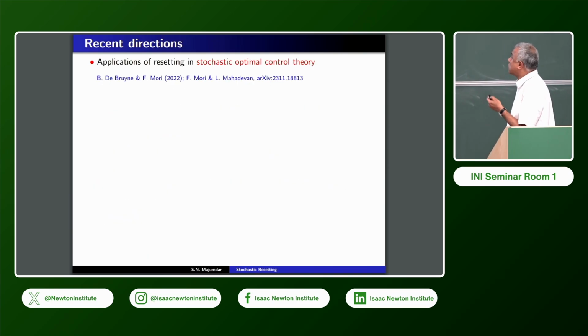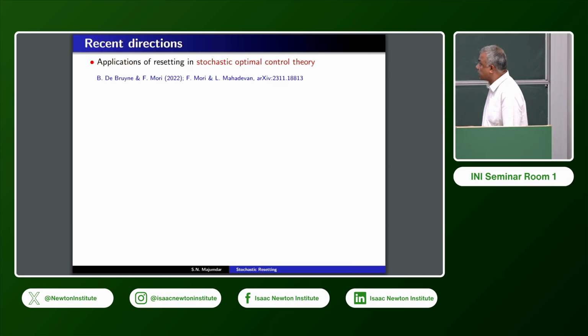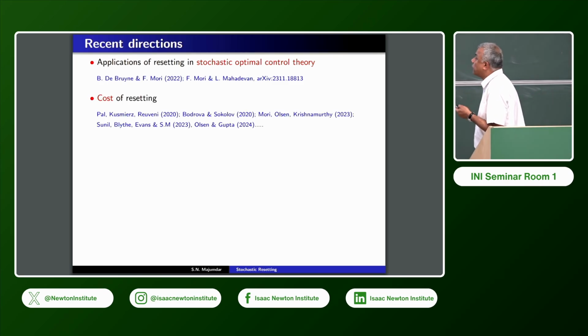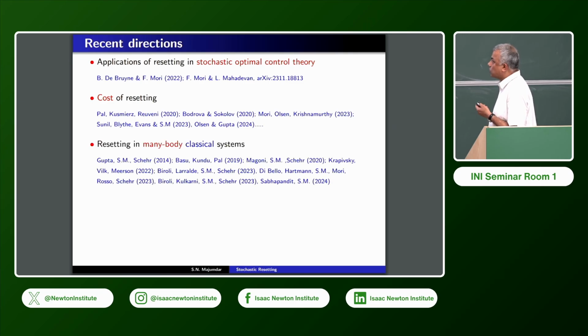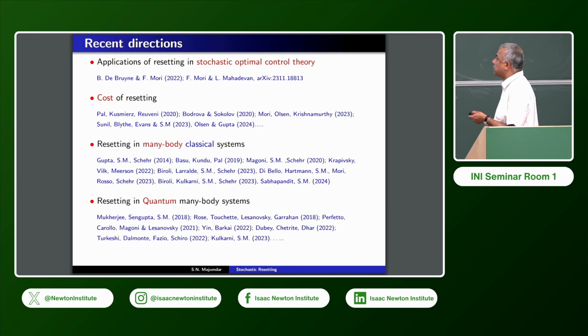Then in the stochastic optimal control theory, there are a lot of applications there. And then people are also interested in the cost of resetting, because resetting is a long-range move. So to execute that, there's a cost associated with that. And then resetting in many-body classical systems. And more recently, there's a lot of work in quantum many-body systems, which I don't have time to talk about. But again, the idea is simple. You just take a quantum unitary evolution of a state, and you reset the state by measurement or something, and then you go to a new stationary state in the long-time limit.